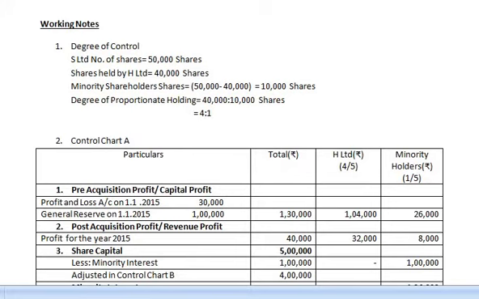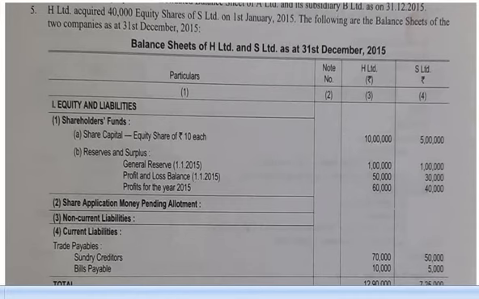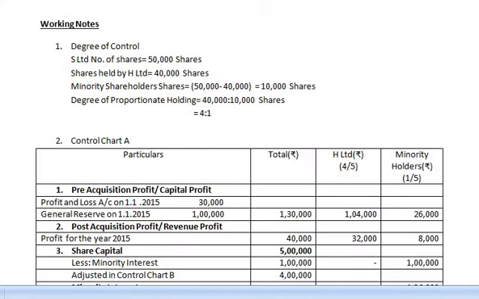Now if you look at the problem, you can see that the general reserve on 1/1/2015 of S Limited is rupees 1 lakh, and the profit and loss account balance on 1/1/2015 is rupees 30,000. So these two will be the capital profit or the pre-acquisition profit. So the total pre-acquisition profit will be 1,30,000, and this 1,30,000 has to be shared between H Limited and minority holders in the ratio of 4 to 1. So H Limited will get 1,04,000 and the minority holders will get 26,000.